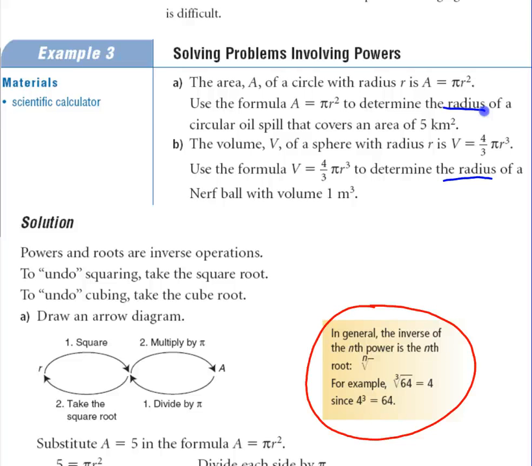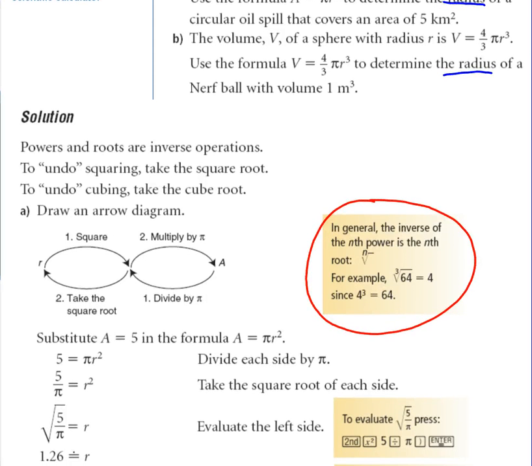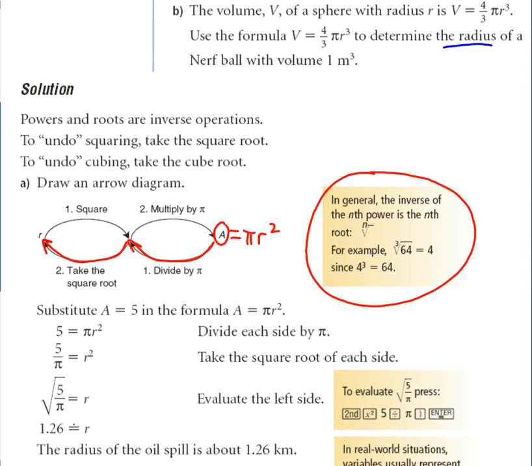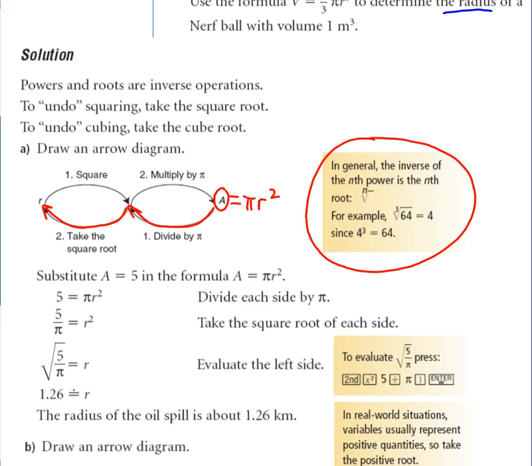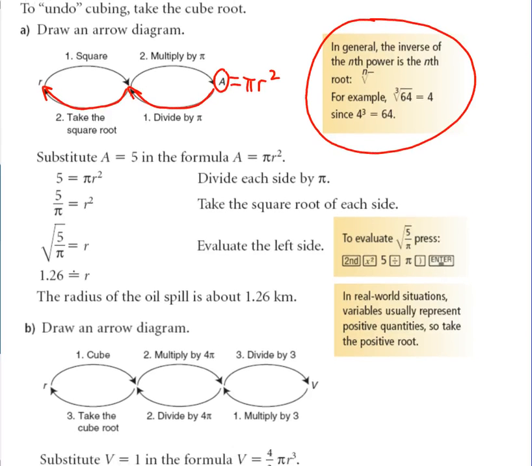So in part A, let's draw our arrow diagram here. Starting with the radius, we're squaring it, we're multiplying by pi, and that produces area equals pi r squared. If we want to isolate r, we're going to take the value of A and divide by pi, which is the opposite of multiplying by pi, and then we're going to take the square root, which is the inverse of the square operation. And then once we've done that, we can substitute in our values. So that's the easy part, substituting in the A equals 5, pi is the constant. We can solve for the radius from that. The margin notes show you how to do this on your calculator.